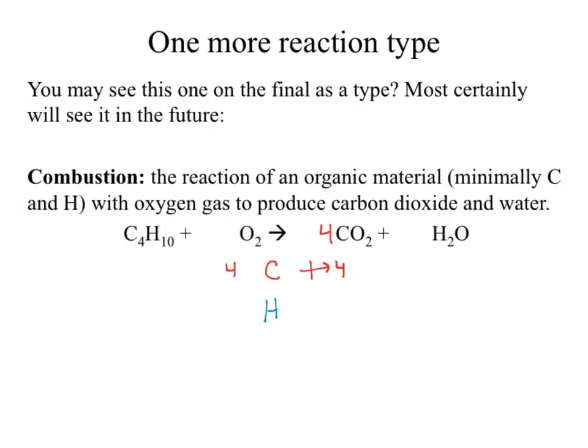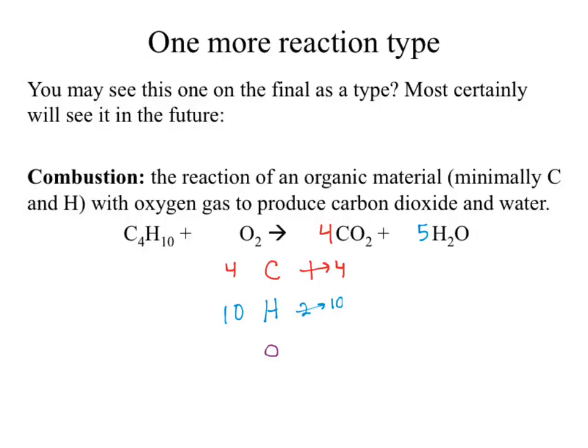We're going to look at our hydrogen. How many hydrogens are on the left? How many hydrogens on the right? 2. So what do we need to do? We need a 5 there. And we would now have 10, right? And now our oxygen. Patience.